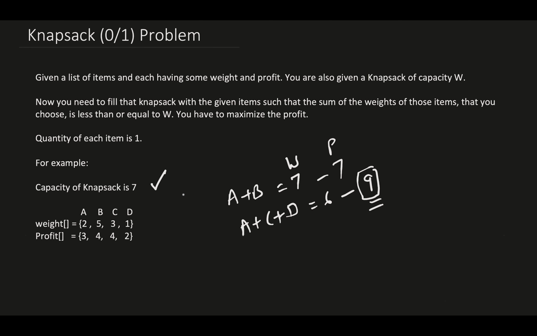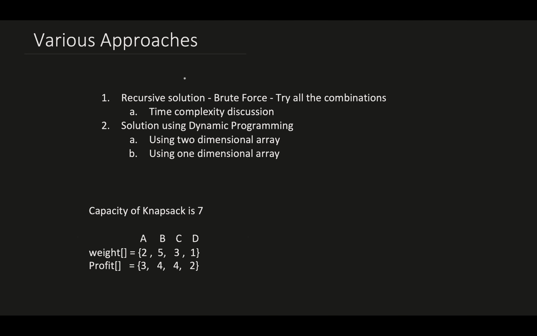Yeah, one more thing you need to keep in mind. You can't choose a combination like A plus B plus C, because that will give us the total weight as 5 plus 2, 7, plus 3, 10, and our bag's capacity is only 7. So this combination you can't choose, right? So you need to choose only those combinations which will give you a weight which is less than or equal to W.